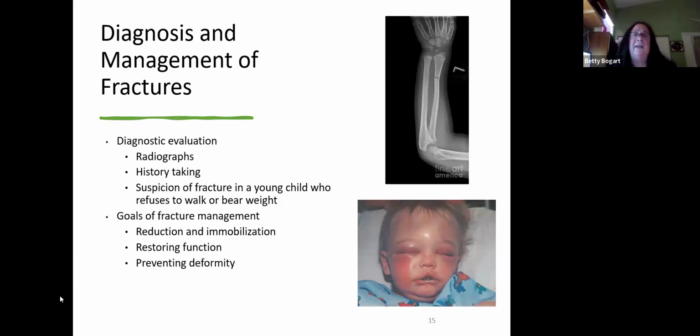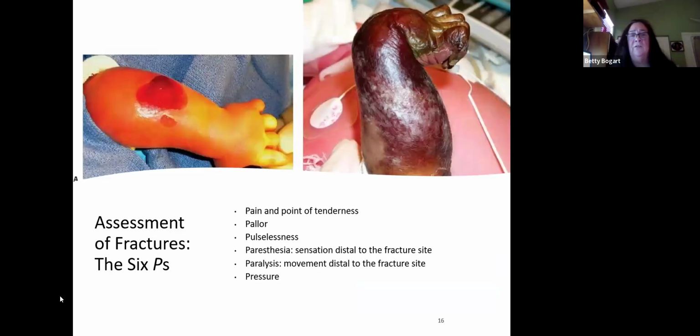Another thing that we know is that children that can't put weight on a foot or a leg, something's broken, because usually they can put their toe down. That's a sprain, but a break, they're going to put no weight on it. So almost guaranteed there. So a goal of a fracture is you want to reduce it, immobilize it, and you want to keep the function and prevent deformities. That's it. Checking neurovascular signs, big nursing care.